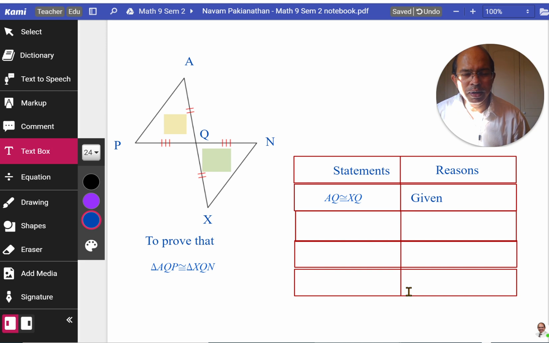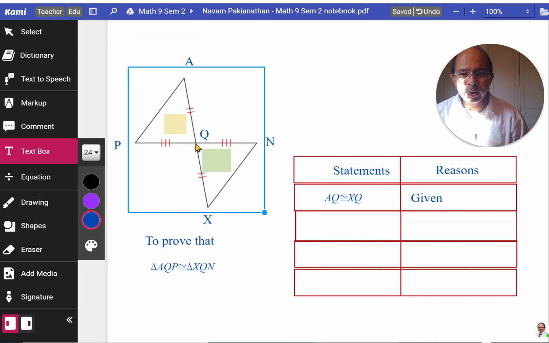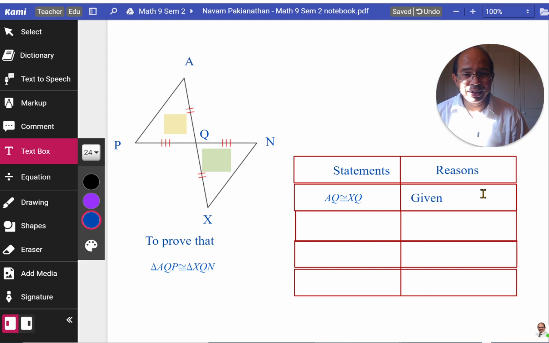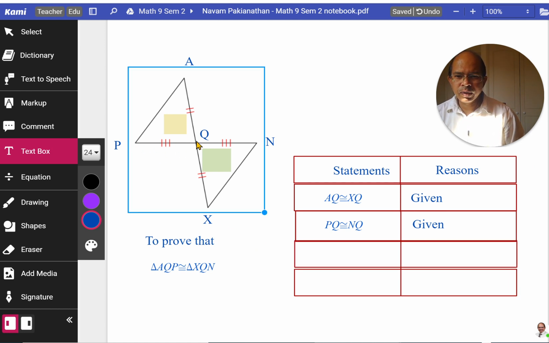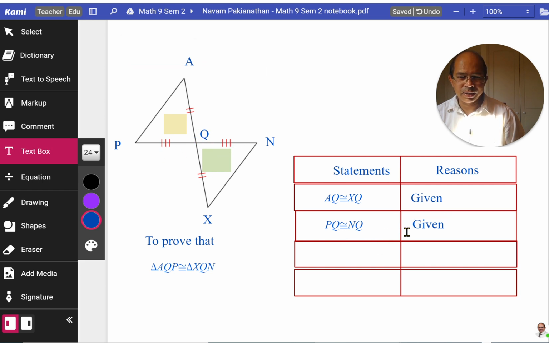First, let's look at line segment AQ and line segment XQ. These are congruent as it's given. That is the first statement. Now, if you look at segment PQ and segment NQ, they are also given to be congruent, and that's the second statement and reason.